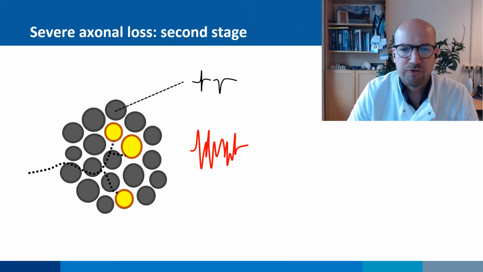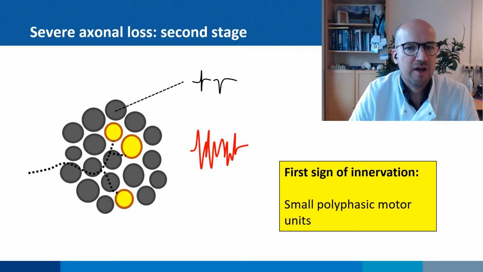Once nerve fibers start to regenerate, for instance after a surgical intervention, at some point a regenerating axon will enter the muscle and will start forming new connections. Initially, these axons will innervate only a small number of muscle fibers, and nerve endings will be quite immature, resulting in small polyphasic motor units. This can often be seen before the patient has noticed any return of muscle function themselves, and therefore they are a hopeful sign that clinical recovery is just around the corner.